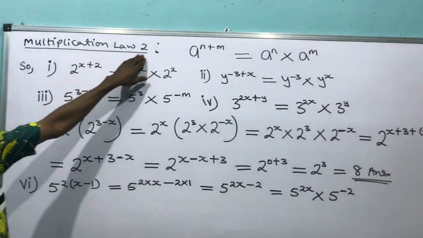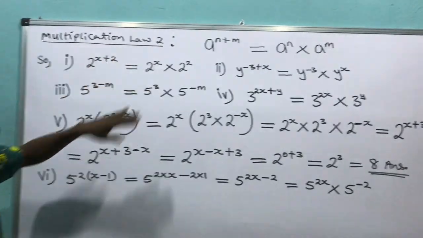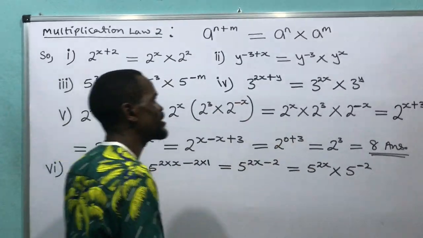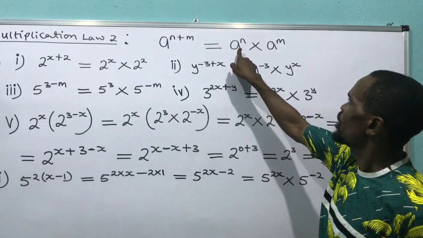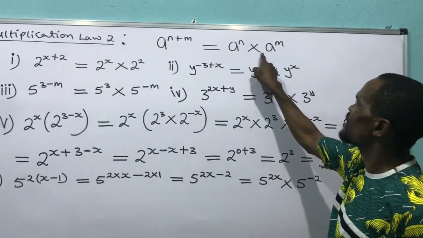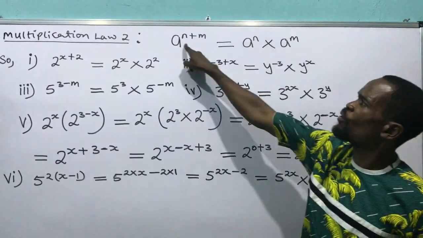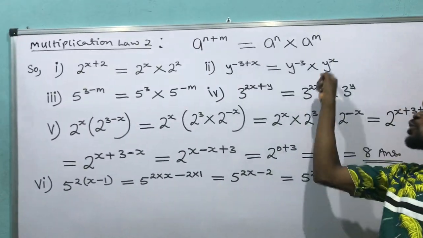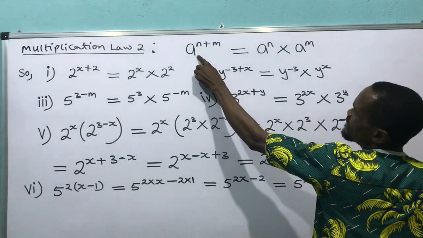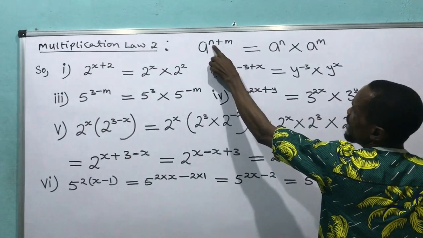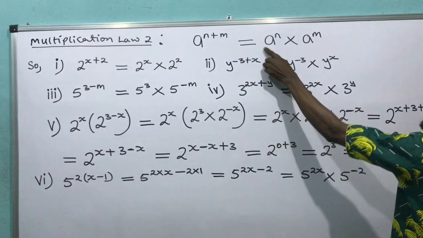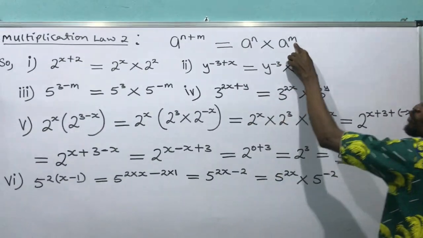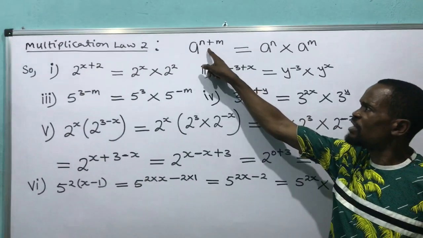Multiplication law 2. Multiplication law 2 is all about returning back what we expand. You remember what we said before? That if they are multiplying themselves and they are of the same base, we add their power. Then what we have added, their power, is what we are returning back. That means that when I see something like a raised to the power n plus m, it simply means a raised to the power n times a raised to the power m. And that's what we call the law of indices, addition.